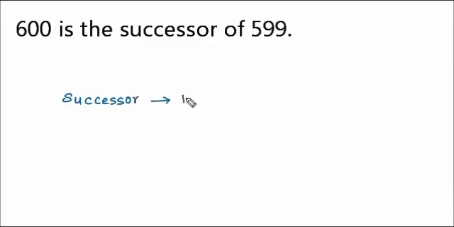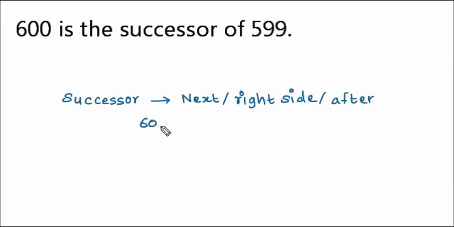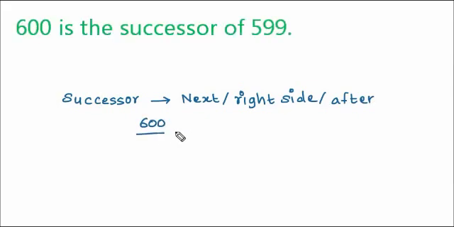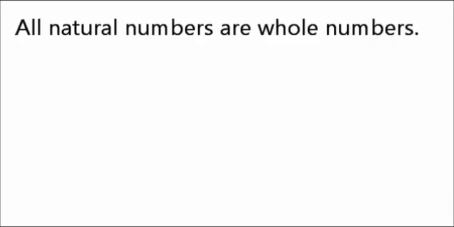Successor means next number. So which is the number which is after 599? After or next to 599 on the right hand side of the 599, it is 600. And hence, yes, 600 is the successor of 599. The statement is true.